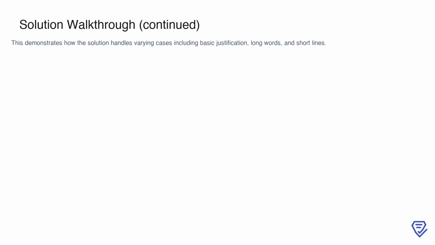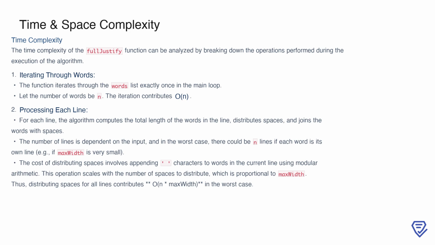The time complexity of the full justify function can be understood by analyzing the key operations it performs. First, the algorithm iterates through the list of words only once during its main loop. If there are n words in the list, this contributes a time complexity of O(n). Next, for each line that the algorithm processes, it calculates the total length of the words, distributes spaces, and joins the words together. In the worst-case scenario, where max width is very small, each word might occupy its own line, leading to up to n lines.